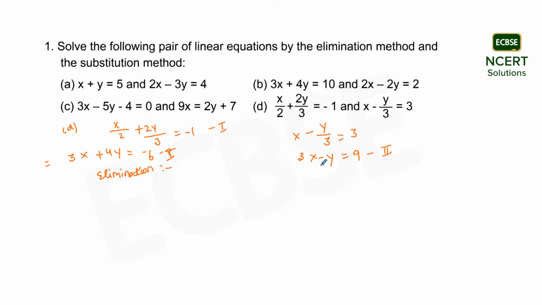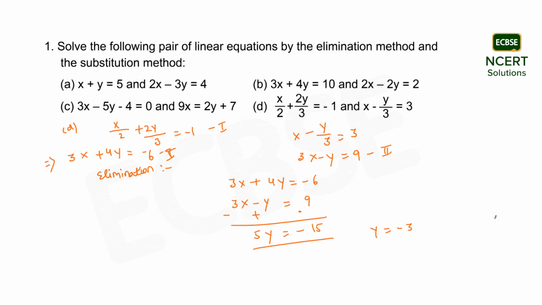Now comparing the first and the second equation, if we see clearly, the variable x has the same coefficient in the first as well as the second equation. So we just need to subtract the second equation from the first equation. Writing the first equation, 3x plus 4y is equal to minus 6, and the second equation is 3x minus y is equal to 9. Changing the sign in order to subtract, here it will be 5y is equal to minus 15, or y comes out to be equal to minus 3.